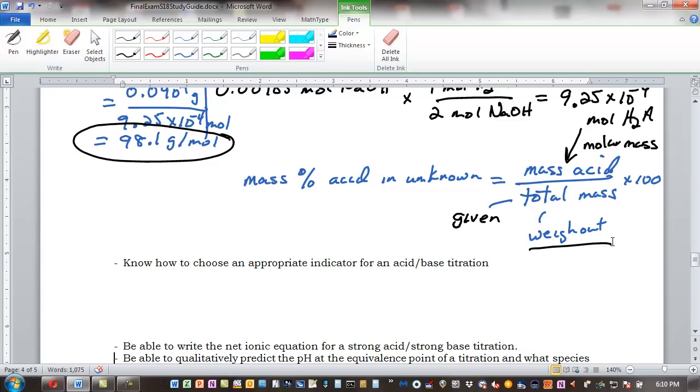Phenolphthalein changes at about pH 8-ish. Bromothymol blue is probably around the same, somewhere in that same range. But there are all different ranges for indicators. So at what pH does a particular indicator, just in general, not a number, change?